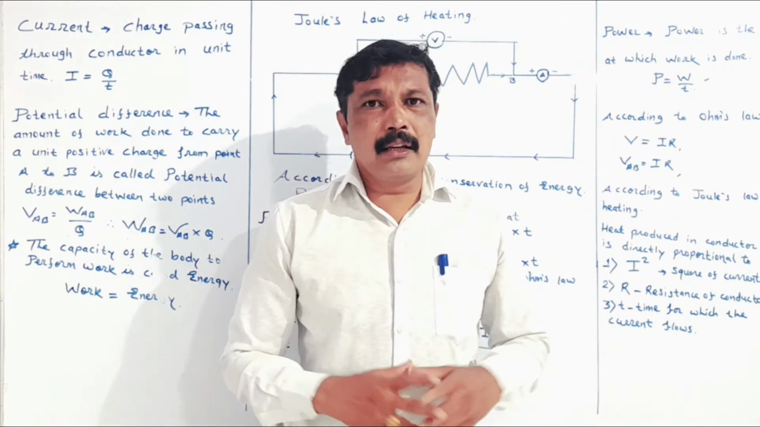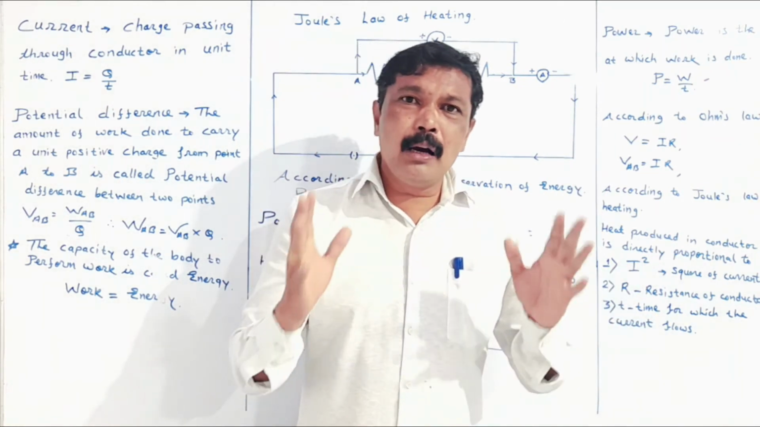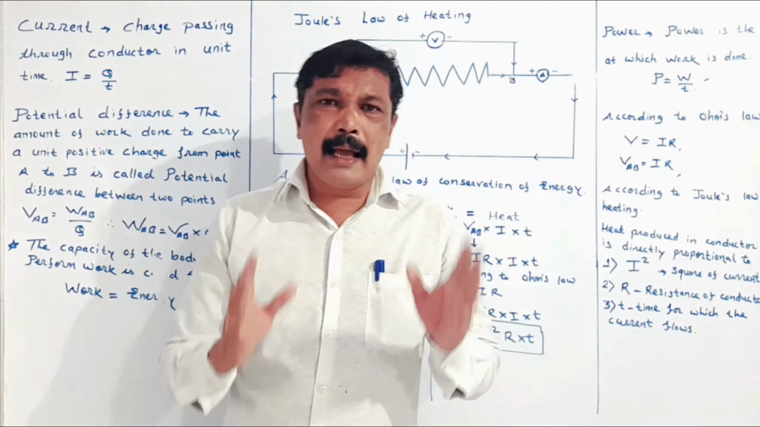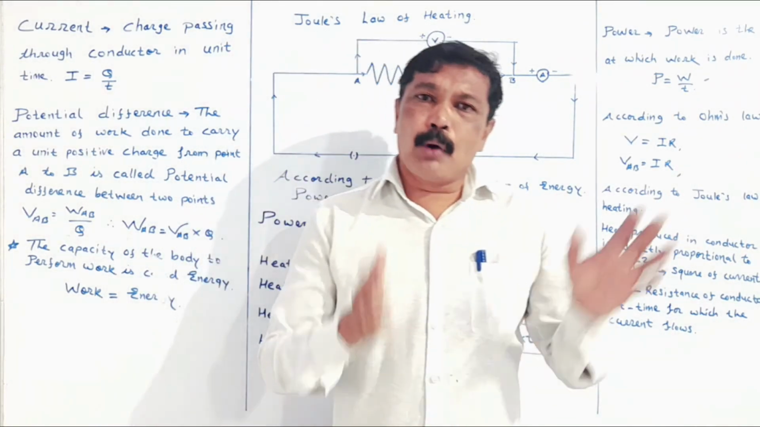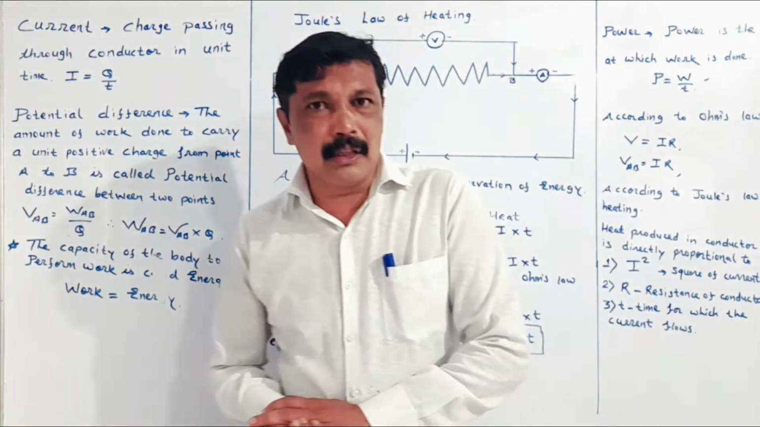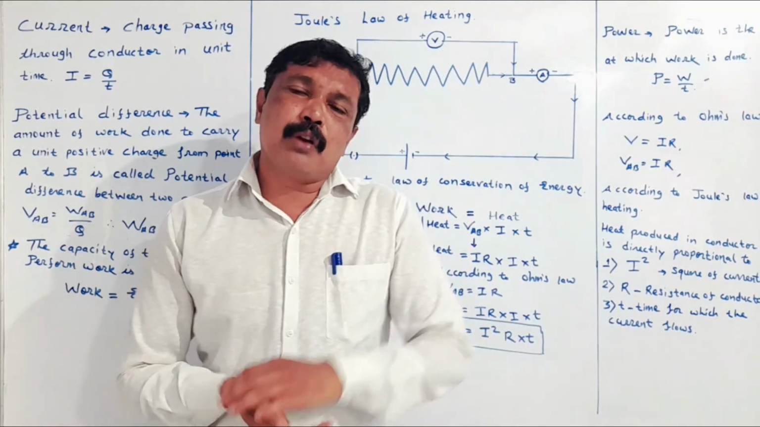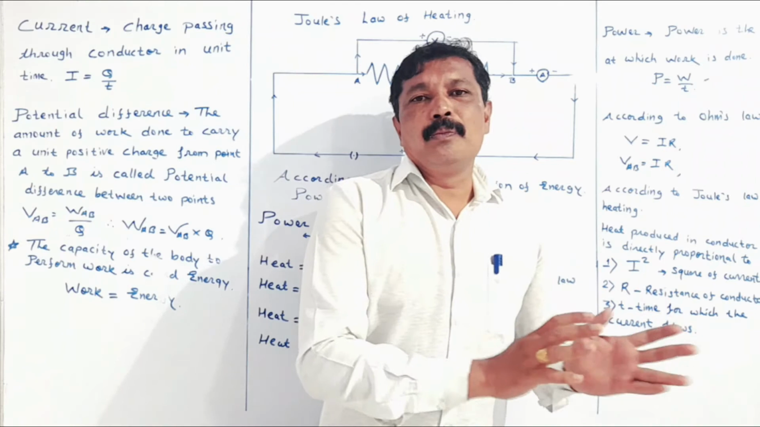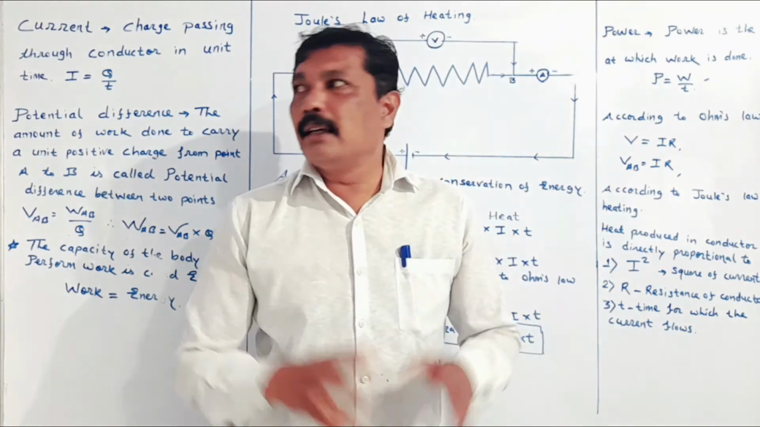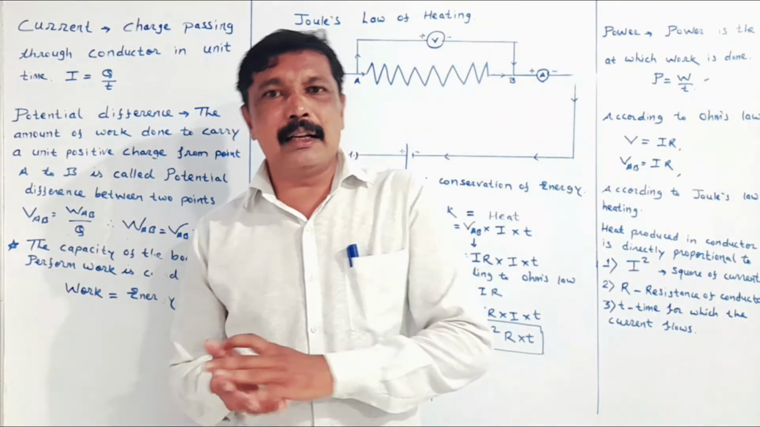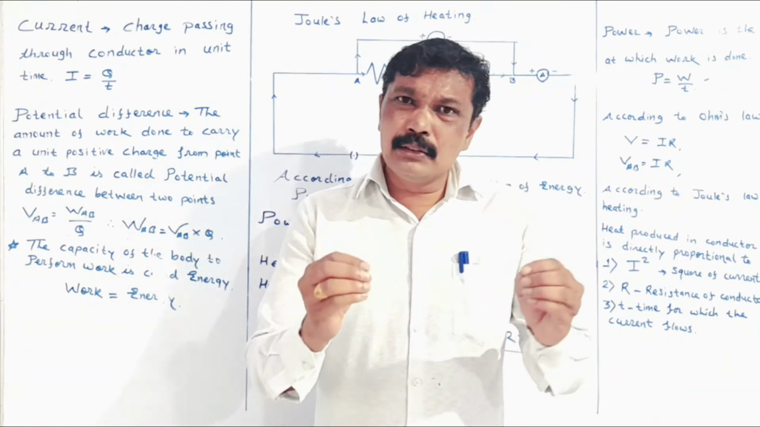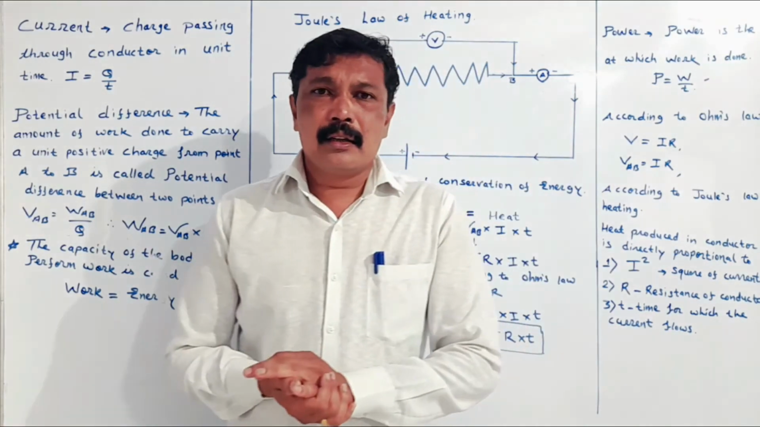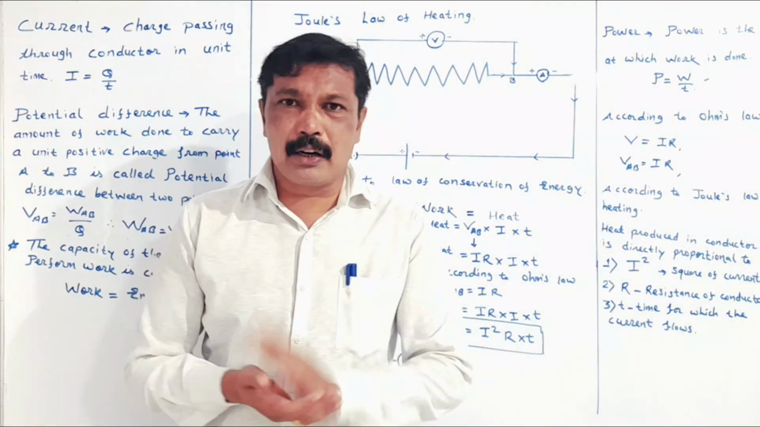My dear student, if we take a conductor and apply a potential difference to it, then what will happen? The current will start moving from the positive terminal to the negative terminal, and the electrons will start moving from the negative terminal to the positive terminal. The direction of the flow of the current and the direction of the electrons will be opposite to each other.